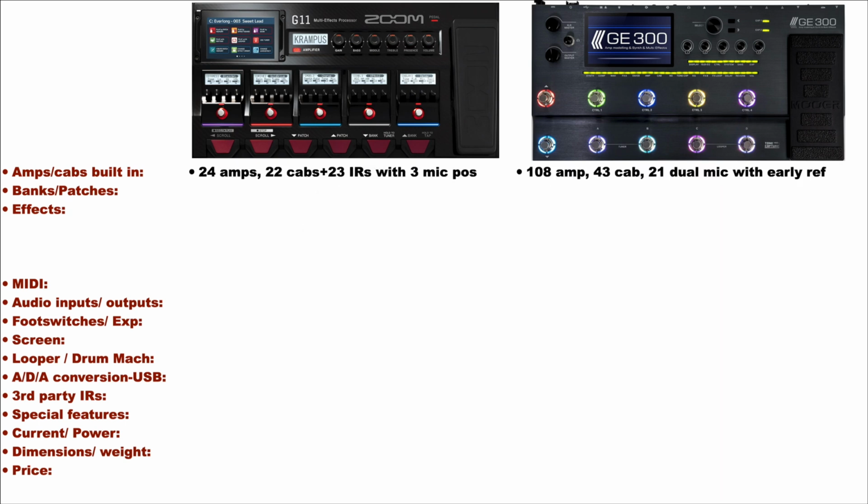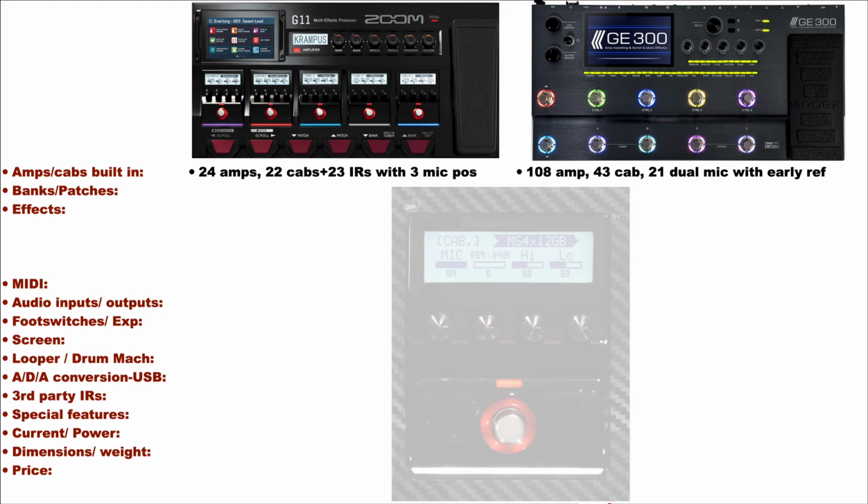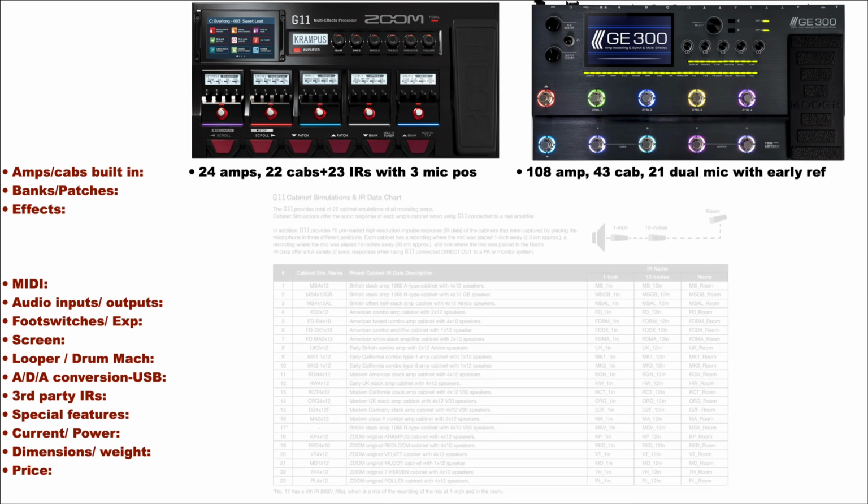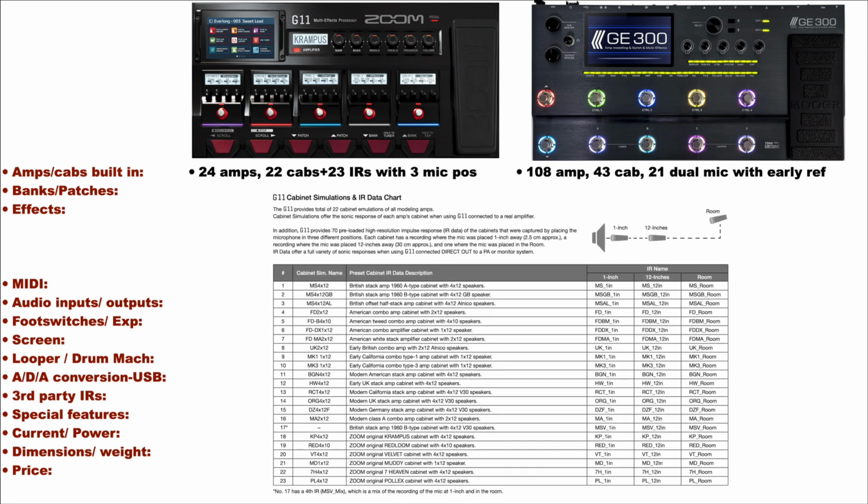First of all, in the G11 we have 24 amps, 22 cabs, with basically only two mics that are an SM57 and an MD421. These mics are always both present in the preset and you can change only the mix between them, but not the distance or their position. The G11 also has 23 IRs built-in with 3 mic positions each.